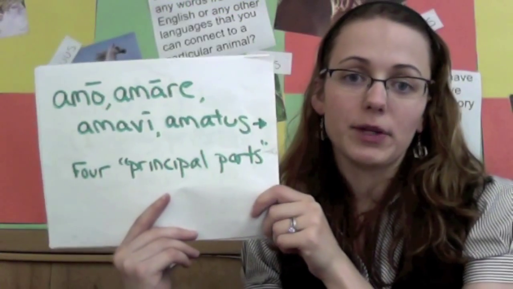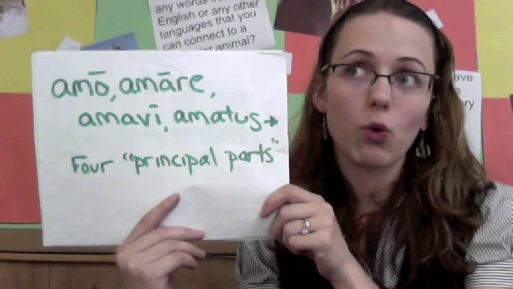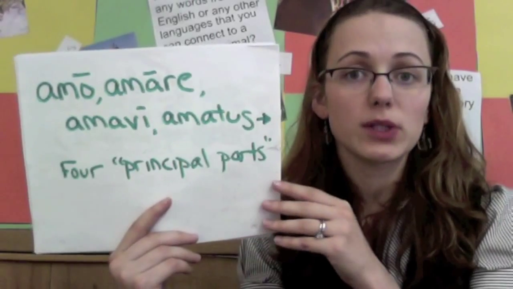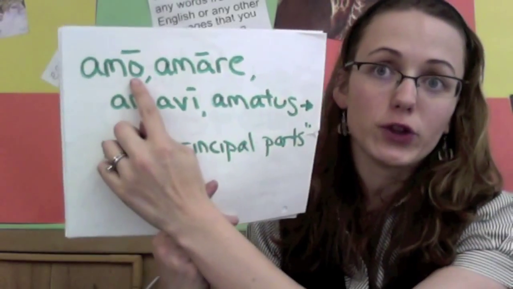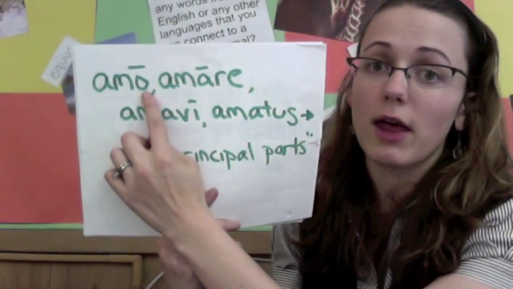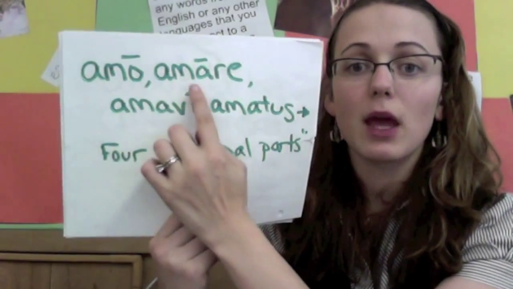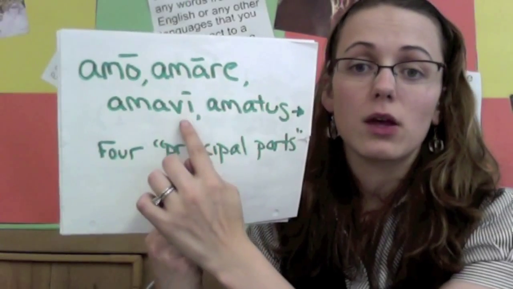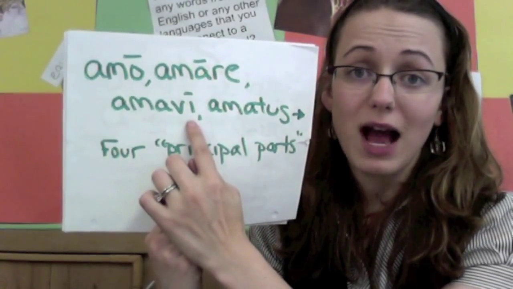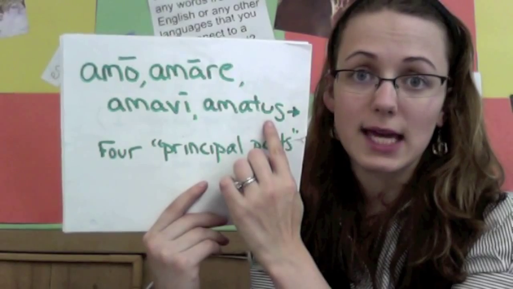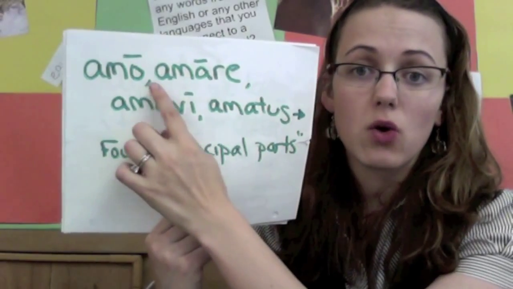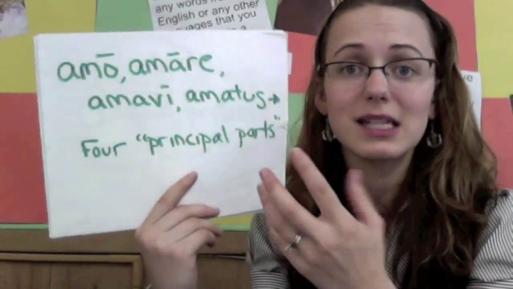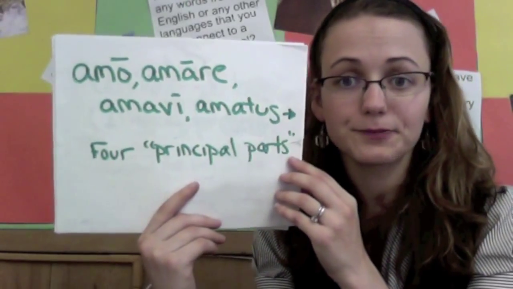When you look a verb up in your dictionary, there will typically be 4 forms. Sometimes there will just be 2, sometimes there will be 3, but most of the time there will be 4. The first form is generally going to end in the letter O. Not always, but usually. The second form is going to end in the letters R-E. The third form is going to end in the letter I. And the fourth form is going to end in the letter US. So that O, that RE, that I, and that US is a pretty typical pattern you can count on seeing.